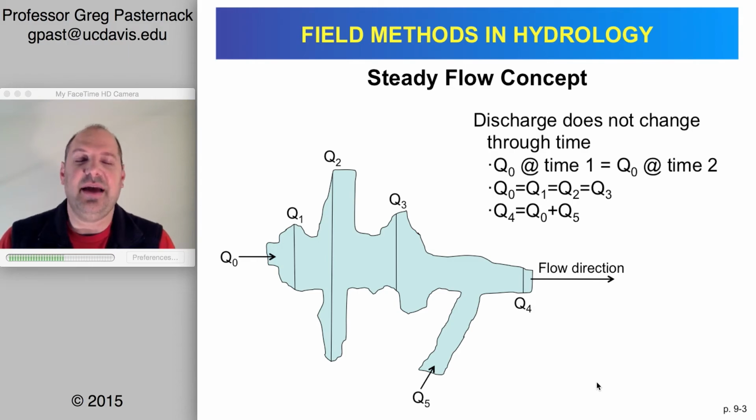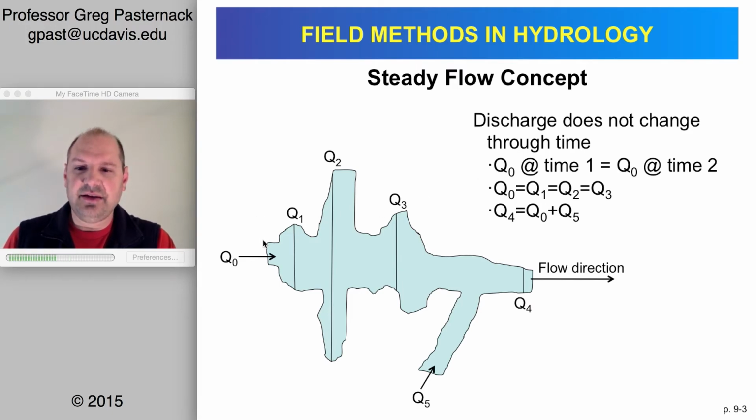There are, of course, examples of flash floods and very extreme events, but for very normal conditions or slowly developing conditions, especially with a slow falling limb, which tends to be more gradual than a rising limb of a storm, then you're going to see what we call steady flow. So discharge does not change through time.